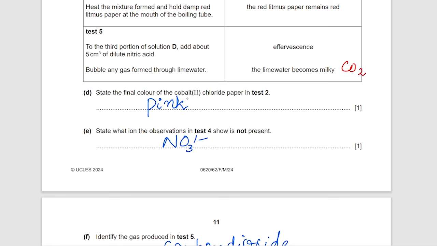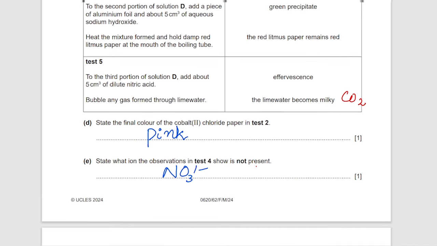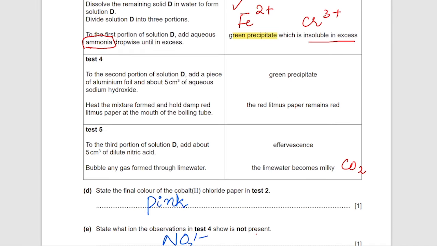State the final color of cobalt(II) chloride. That will be the hydrated cobalt chloride, and it will be pink. State what ion the observation in test 4 shows is not present. Basically in test 4 they have heated with aluminum foil. If we use the aluminum foil, this is the test for nitrate ions. There is no ammonia gas which will change red litmus paper to blue. So we do not have this. So nitrate ions are not present.